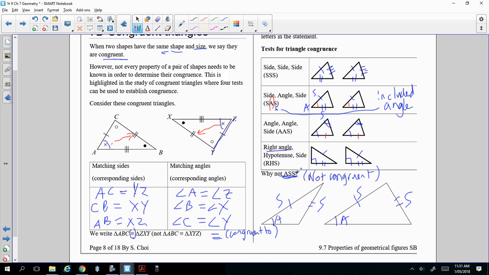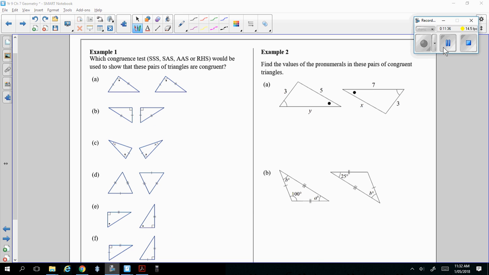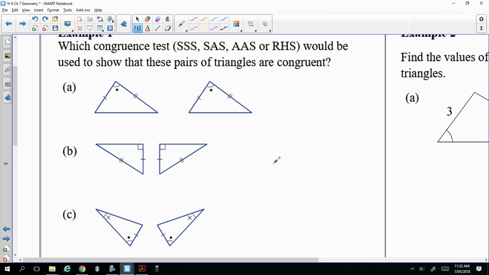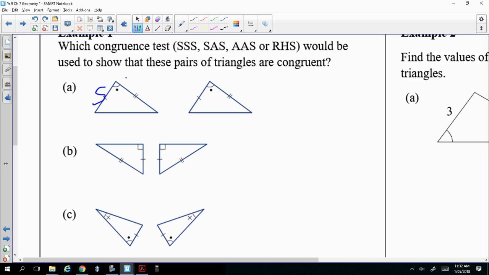Okay, now let's continue. Okay, so let's look at what is the best test for each of these congruent triangles. So let's start with the A. Which test will be appropriate for this one? SAS, because you got SAS, right? Write down SAS.